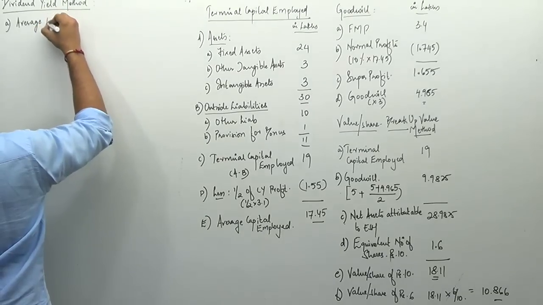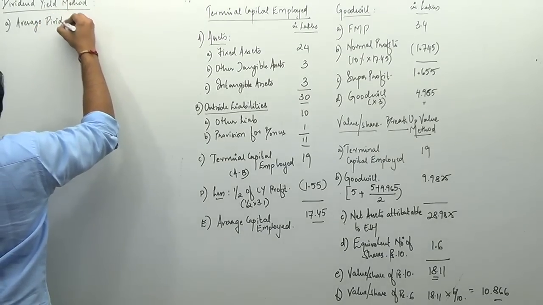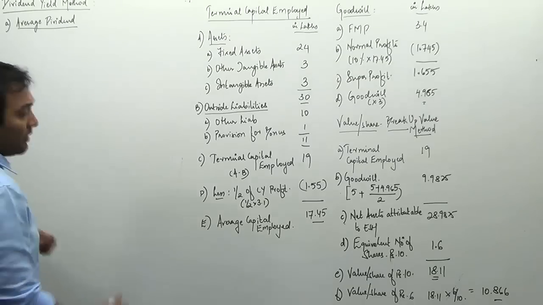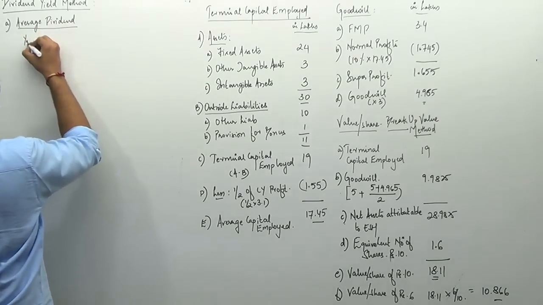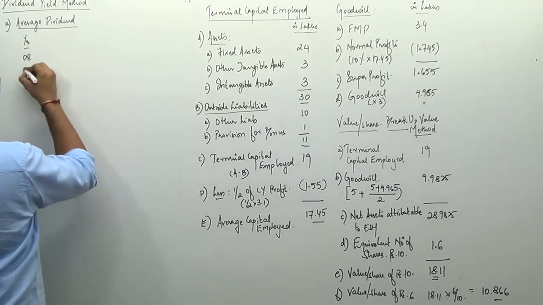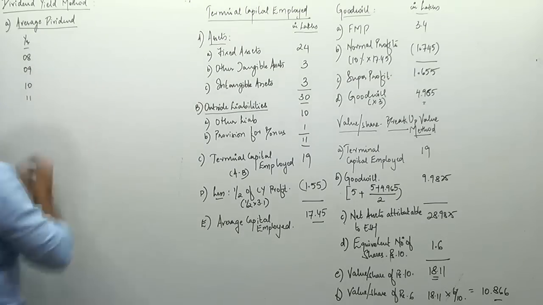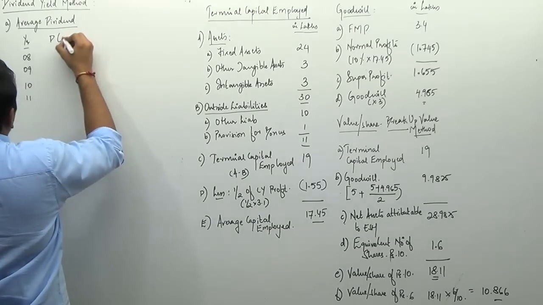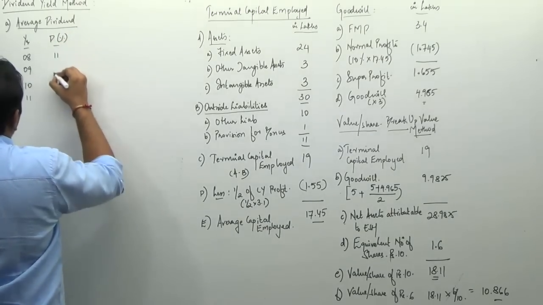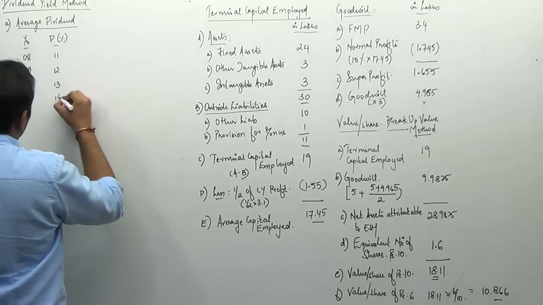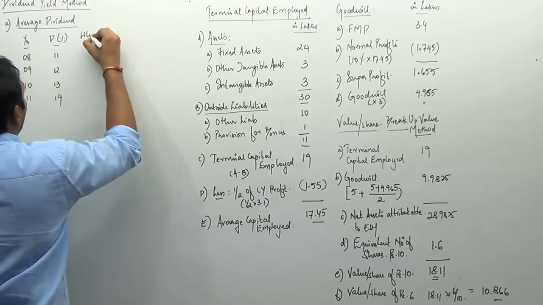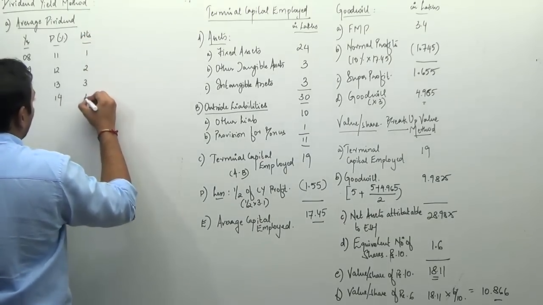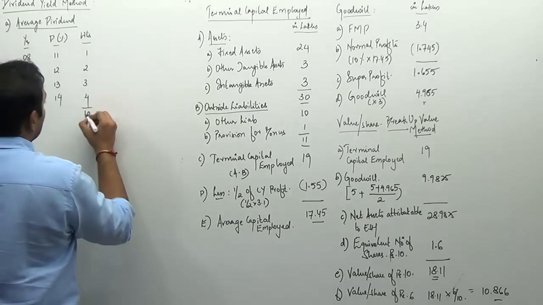Don't take simple average. Take weighted average because the years are given and also the percentages are given in an increasing trend. Years 2008, 9, 10, 11, 12, 13, 14 percentages. Weights: highest weight to the recent year and lowest weight to the earliest year, 1, 2, 3, 4. Total weight is 10.